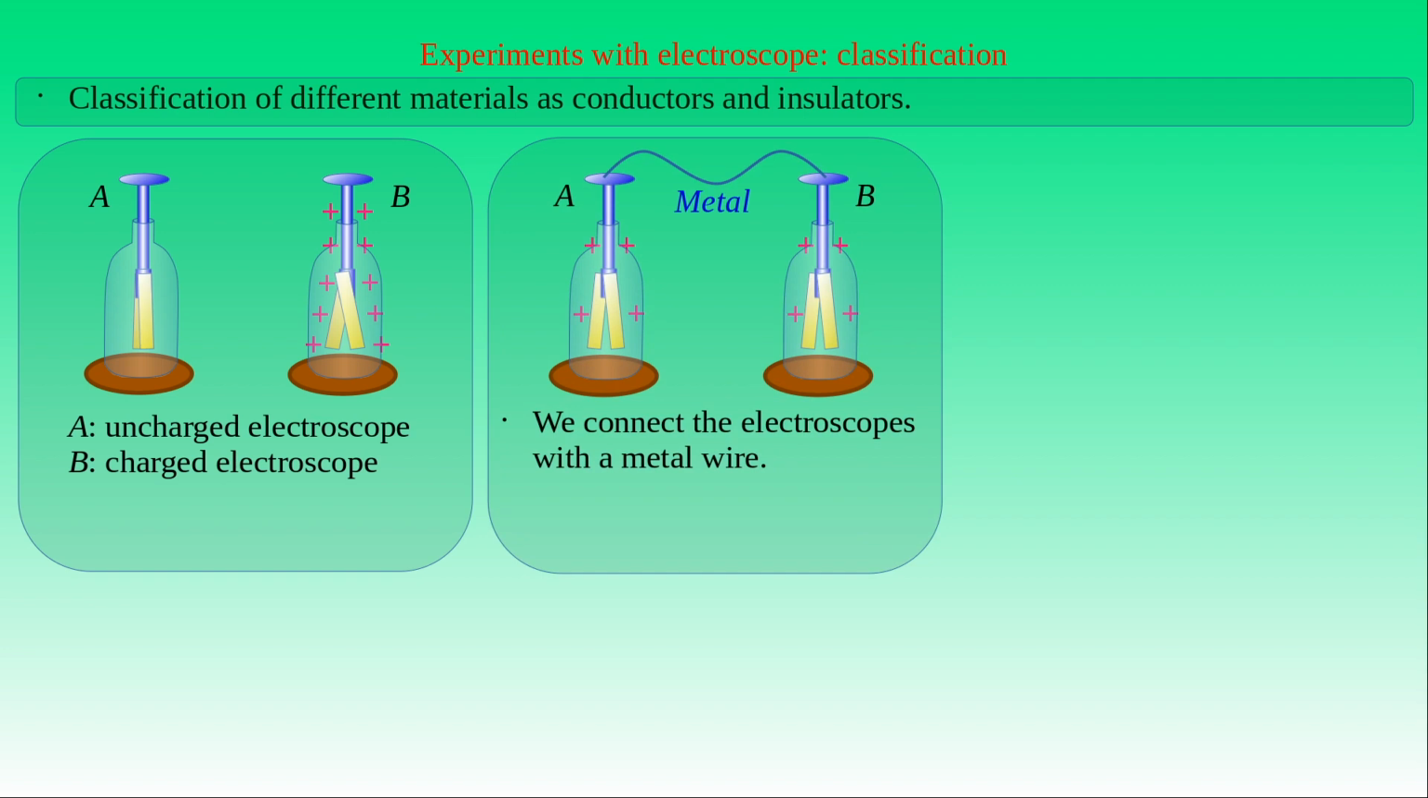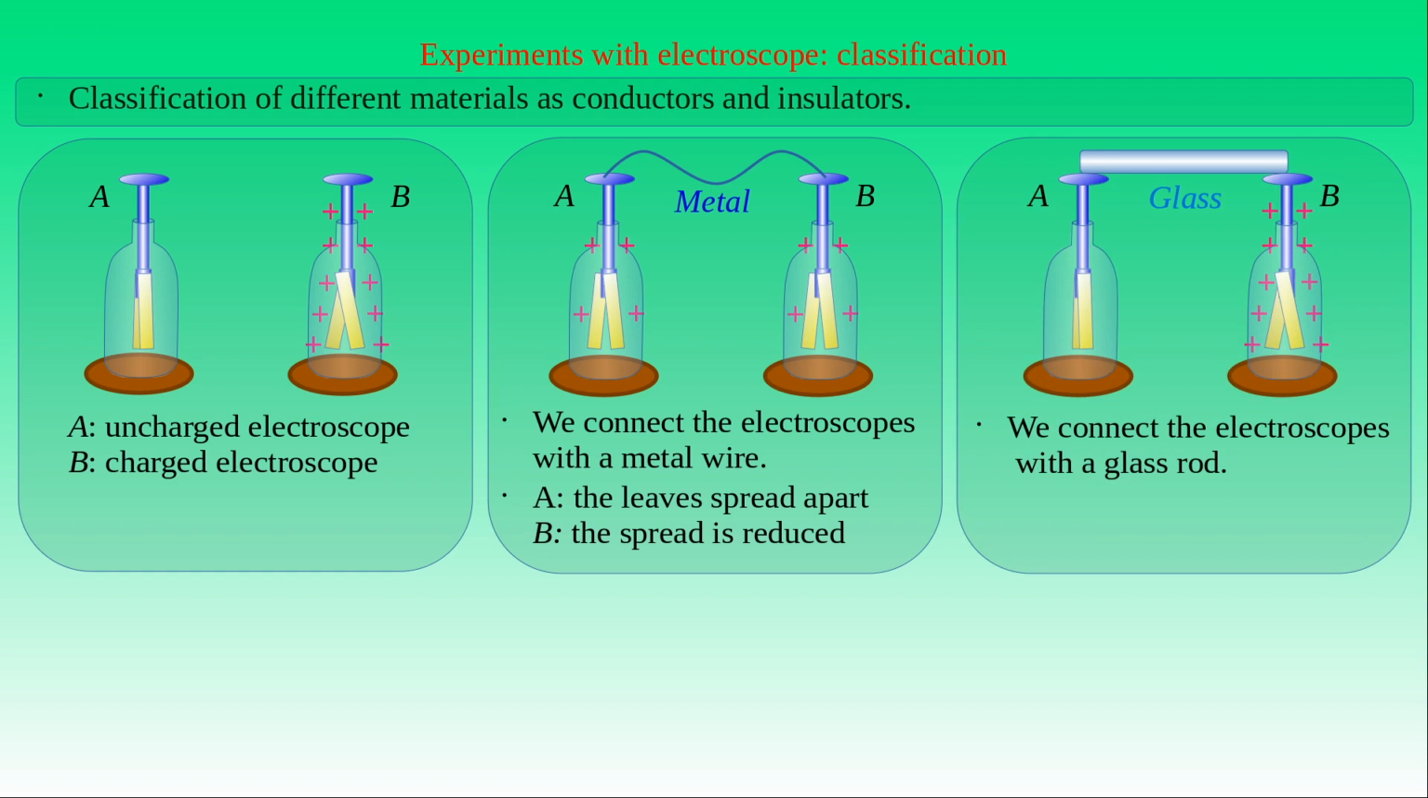Then we will see that the leaves of the electroscope A diverge while the leaves of the electroscope B become more relaxed. However, if we connect the charging plates of the electroscopes with a glass rod, then the gold leaves of the electroscopes remain in the same position, indicating that there is no charge transfer between the devices. These experiments demonstrate the following simple facts.